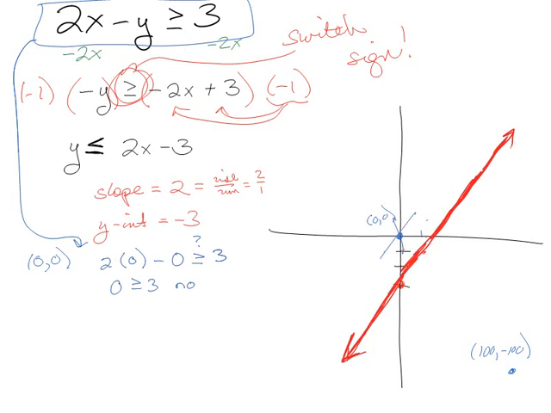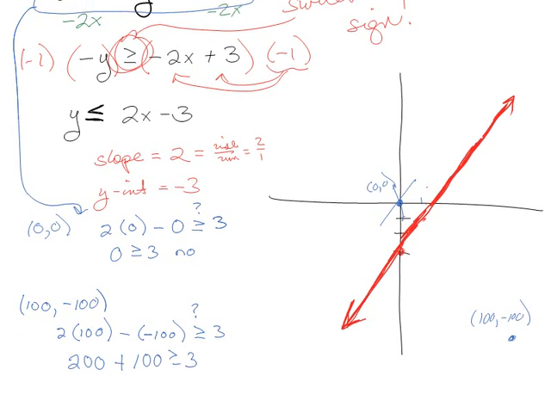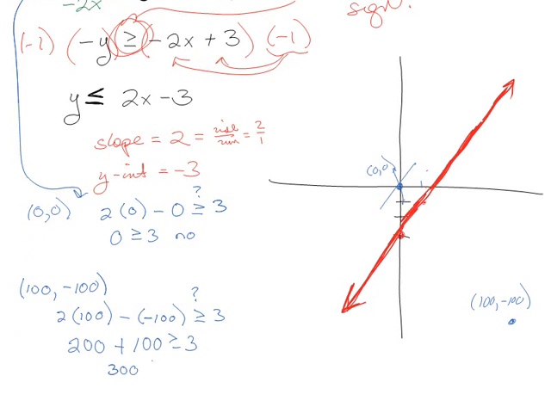Now, maybe I did something goofy, so let me go ahead and check the other point. So I have positive 100, negative 100. So I have 2 times x minus y. Now this is where you have to be careful because y is a negative 100. So it's minus a negative. Is that greater than or equal to 3? All right, so I have 200 minus a negative would be plus 100. Is that greater than or equal to 3? Yes. So I have 300, which is clearly greater than or equal to 3. So this is a happy one.